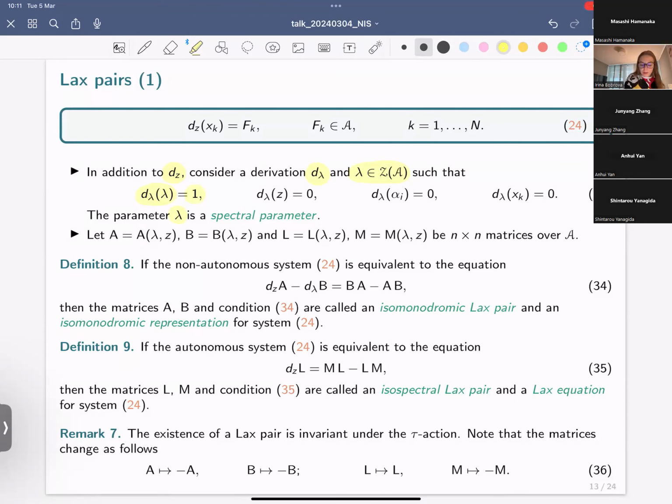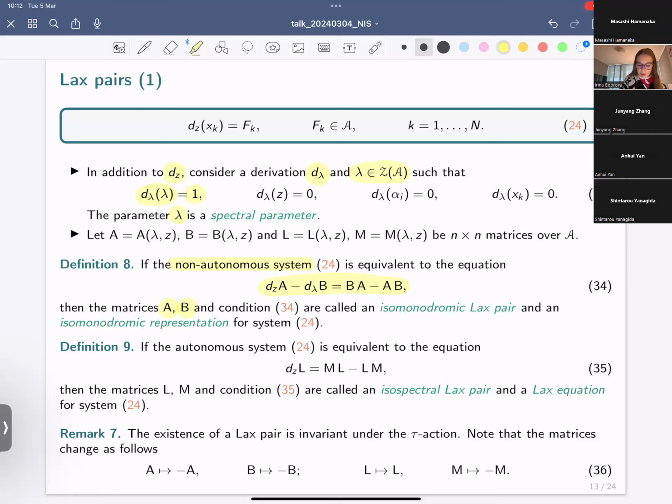So we have two types of systems: non-autonomous systems and autonomous systems. For these two different types, we have different types of Lax pairs. If system 24 is non-autonomous, and it's equivalent, then we consider this condition 34. That is called the isomonodromic representation or zero curvature condition with some matrices A and B.